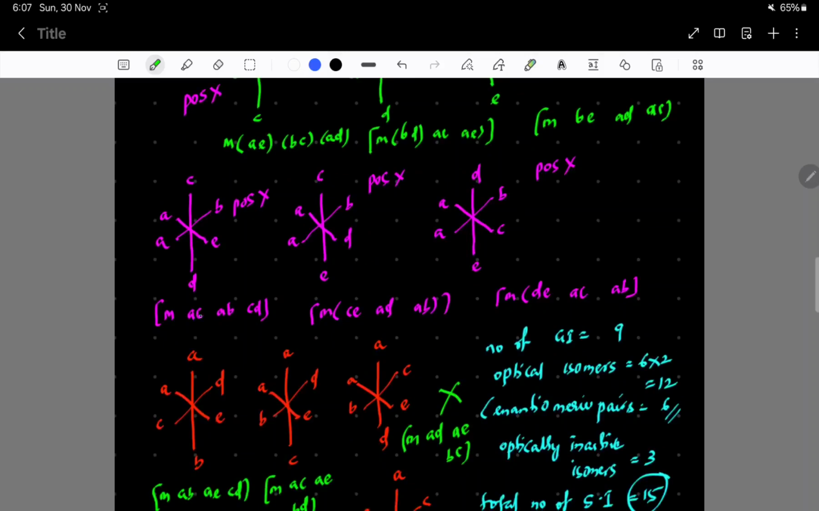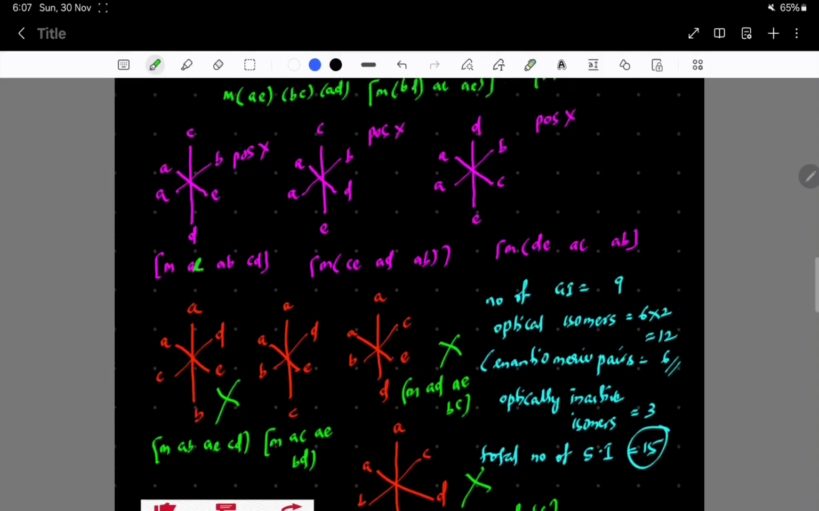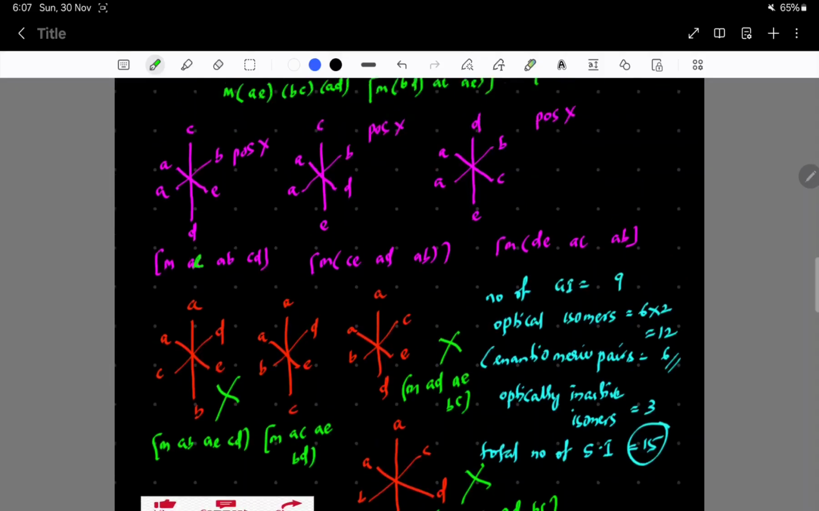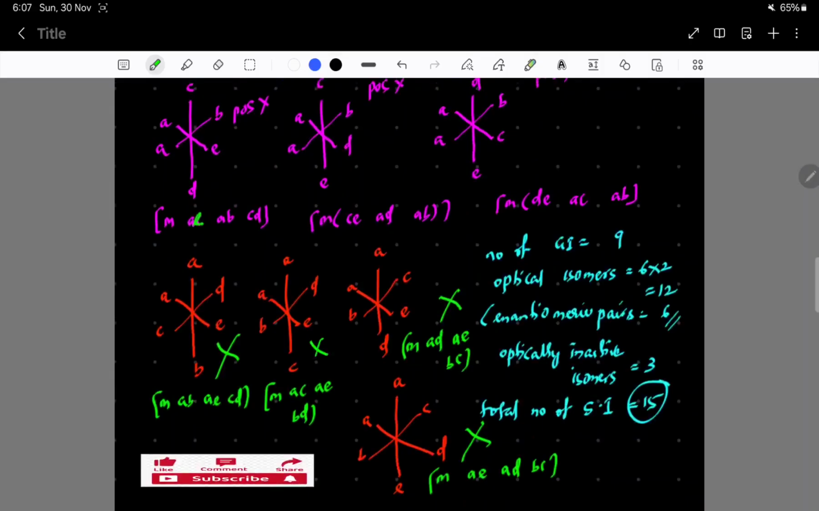Now look at student, this is AE, right? AB, AE, CD, right? Now this combination is also repeated. Now one more combination, student: AC, AE, BD. Now look at student, this combination is also repeated.